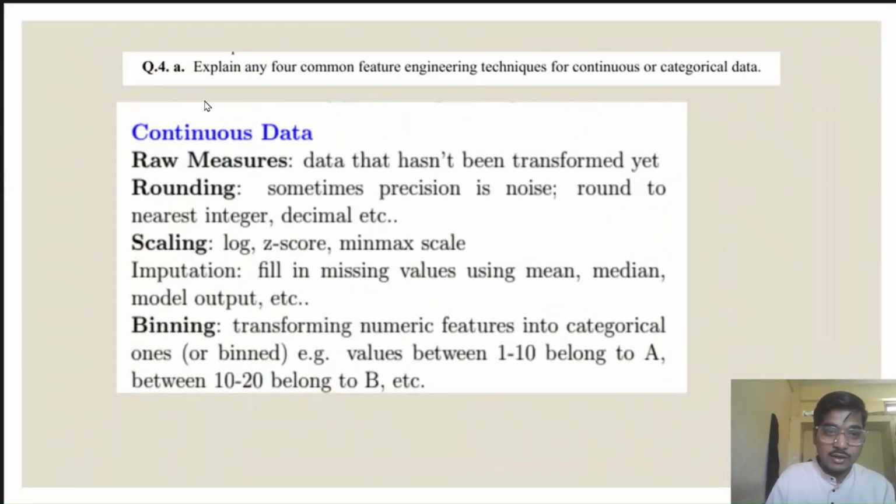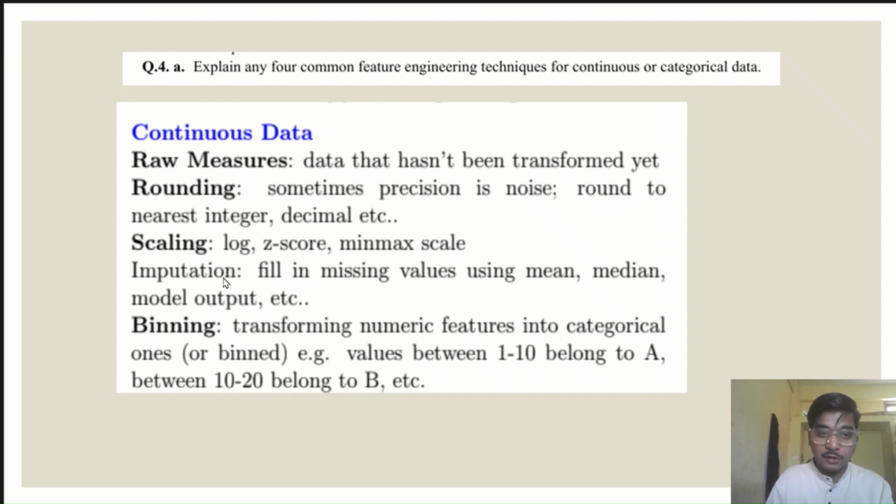The fourth question is asking to explain any four common feature engineering techniques for continuous or categorical data. I have given some of the common engineering techniques for continuous data, like the raw measures. Raw measures refers to data that hasn't been transformed yet. Rounding. Rounding refers to the process of rounding a value to the nearest integer or decimal, etc. It is necessary because the data may contain noise, so it is better to round off the errors in the data.